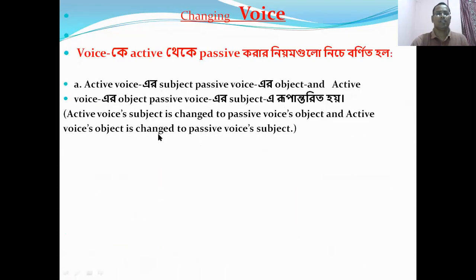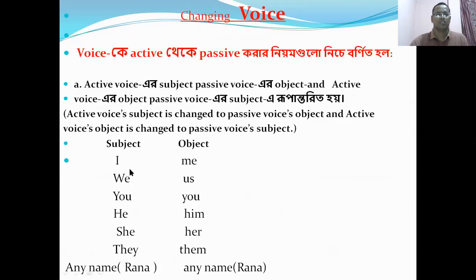If we change active voice into passive voice, we have to follow some rules. First rule is that you have to change subject and object. First, active voice subject is changed to passive voice object, and active voice object is changed to passive voice subject. Here, subject and object: I will be me, we, us, you, he, him, she, her, they, them. Any name, Rana, the name will be the same.